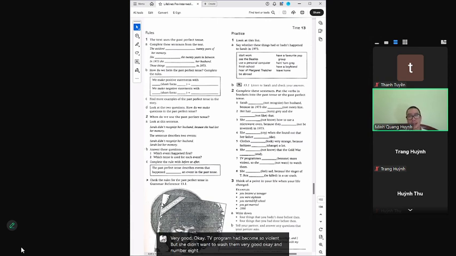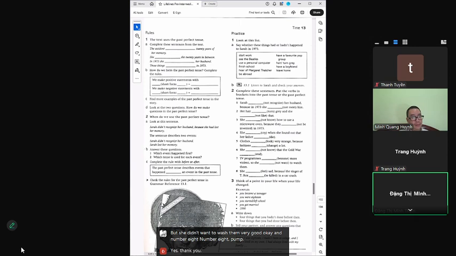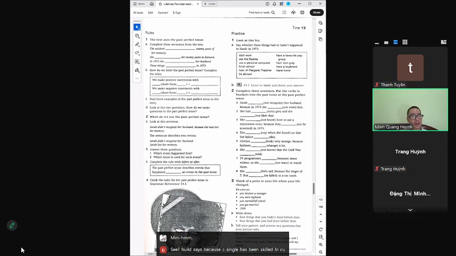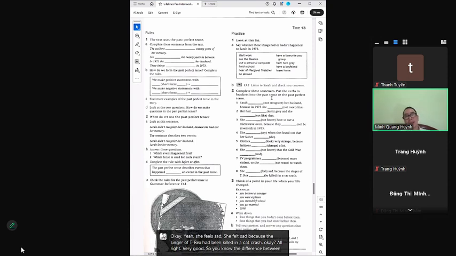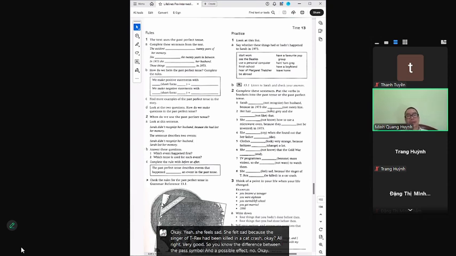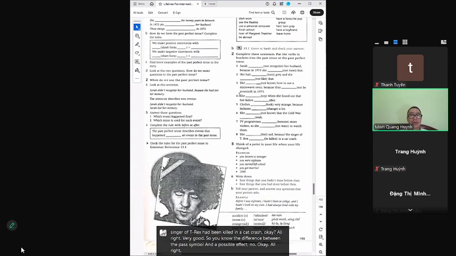Number 8. Thắm. Yes, teacher. She felt sad because the singer of T-Rex had been killed in a car crash. Okay. All right, very good. So you know the difference between the past simple and the past perfect now. Okay. All right, let's move on to vocabulary.